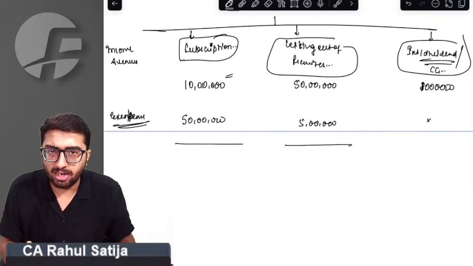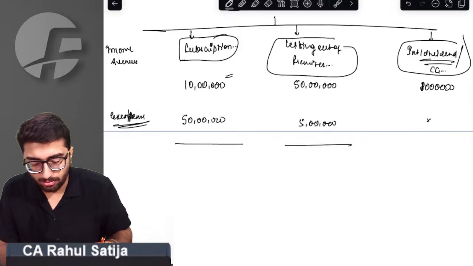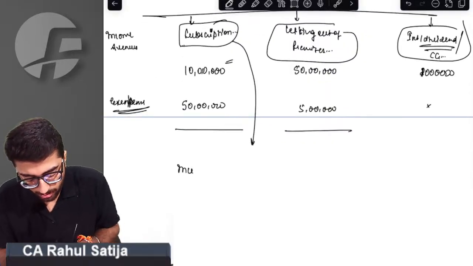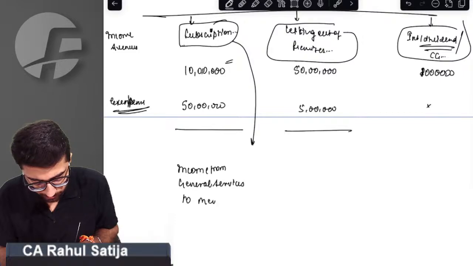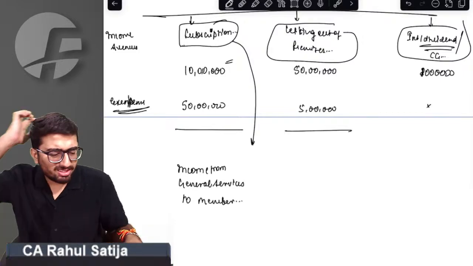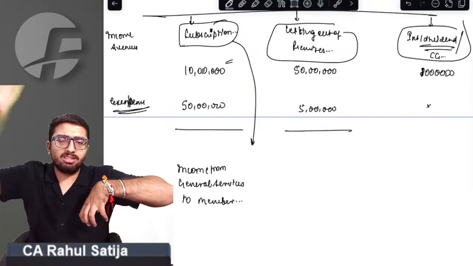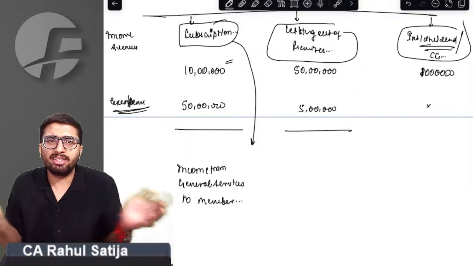Sir, everything that I have taught you till now has a meaning in itself. What meaning? This term is called income from general services to members. See, this is nothing but general services. The club is receiving subscription and it is giving services to the members. It is general income.